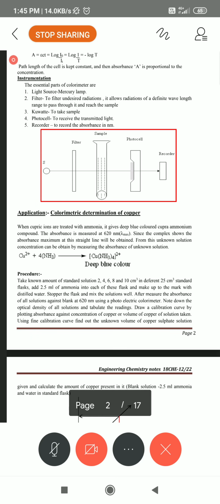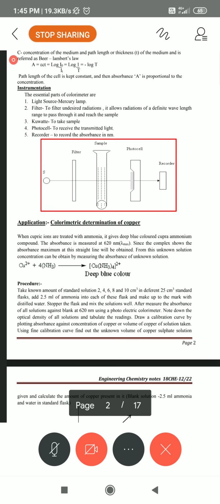Then you will take the test solution. How much do you want, whether you want 5 ml or 10 ml. You will take 5 ml of copper sulfate from the unknown solution. Then to that you add 5 ml of ammonia, ammonium hydroxide solution also, or ammonia you can add. In the same way, the test solution also gets the deep blue color because the cuprammonium complex is formed. That is also kept aside.